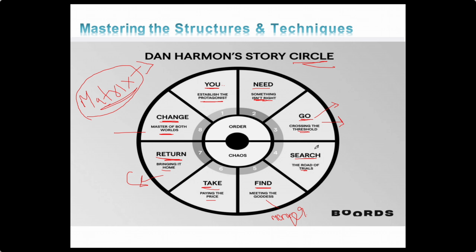He learns about the Matrix, search, and meets the Oracle, find. He fights for Morpheus, take. He returns stronger, return. He realizes he is the one, change. This structure makes stories satisfying because the protagonist grows, learns, and earns their victory. That's why so many movies and TV shows use it.